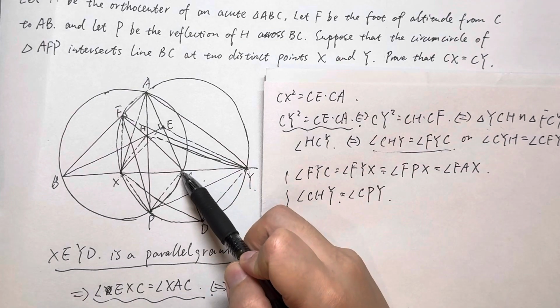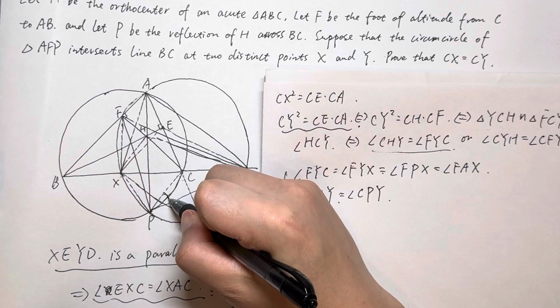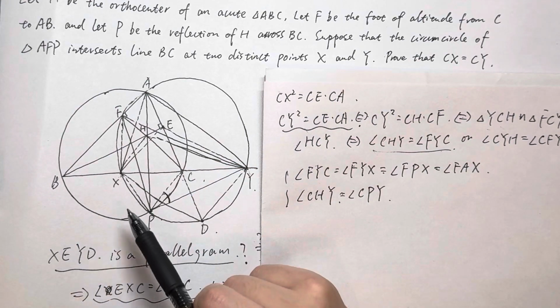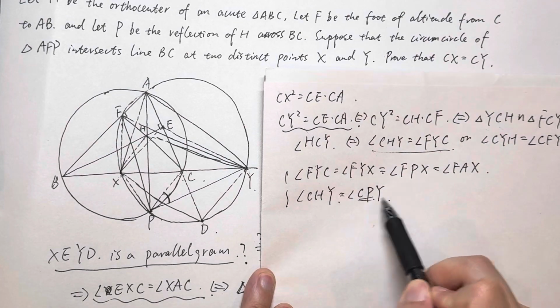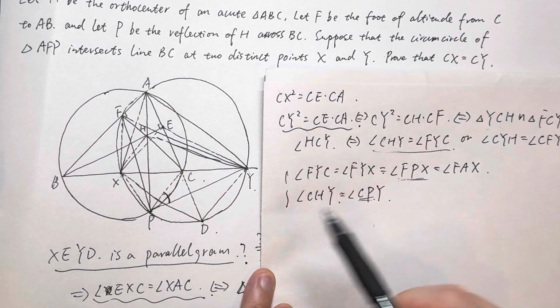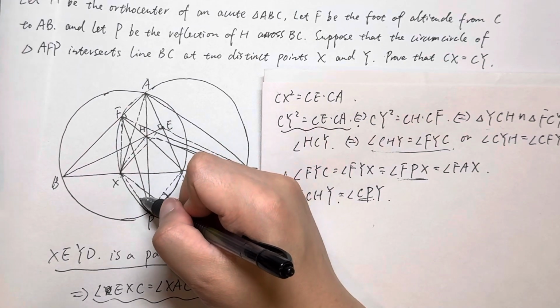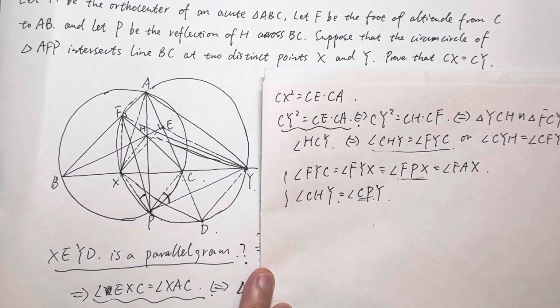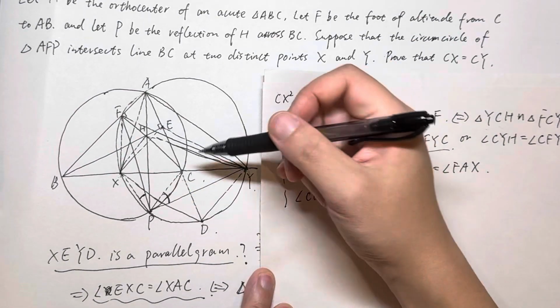Right, we want to prove that angle CPY equals angle FPX. We want to prove that this one equals this one. Now just look at these angles.